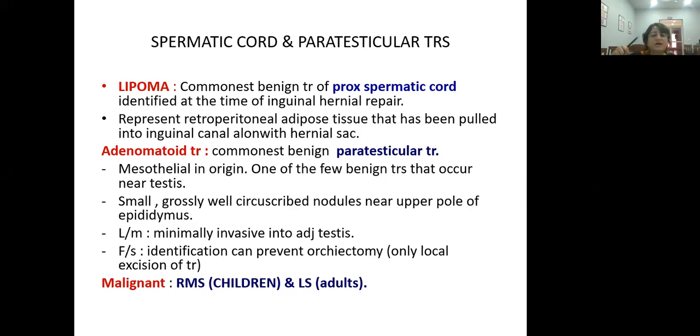Malignant mein bachcho mein rhabdomyosarcoma hoga aur adults mein liposarcoma. So char tumors, benign and malignant mein kar lo. Benign mein aa jata hai lipoma and adenomatoid tumor, or malignant mein bachcho mein aa jayega rhabdomyosarcoma, or adults mein aa jayega liposarcoma. So char tumors hain which occur in the paratesticular tissues.